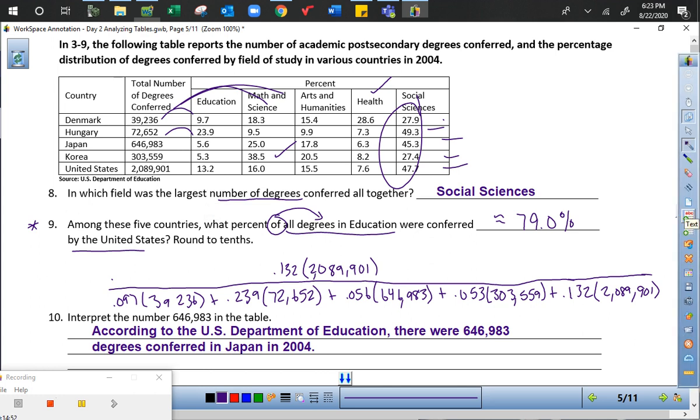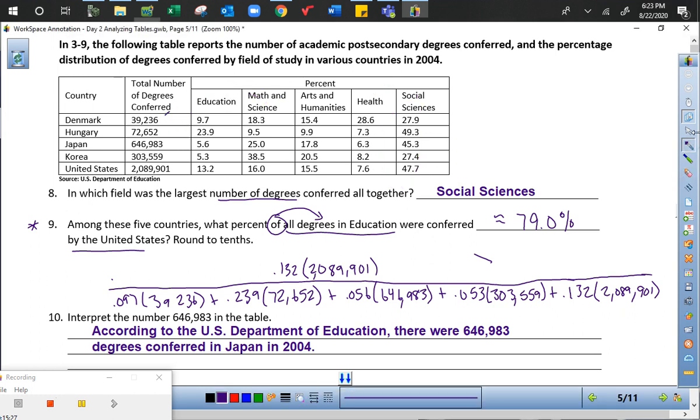We do have to do a little bit of that in number 9, okay? I want to talk about number 9 in more detail because it is a little bit of a challenge as compared to some of the other problems that you've had to do with analyzing tables, okay? But I want you to remind yourself of the word of, okay? When you're dealing with percents, of tells you what goes on the bottom. So it says we want all degrees in education. We just talked about degrees here. We had to multiply by something. In this case, it wants every single one that's in education.